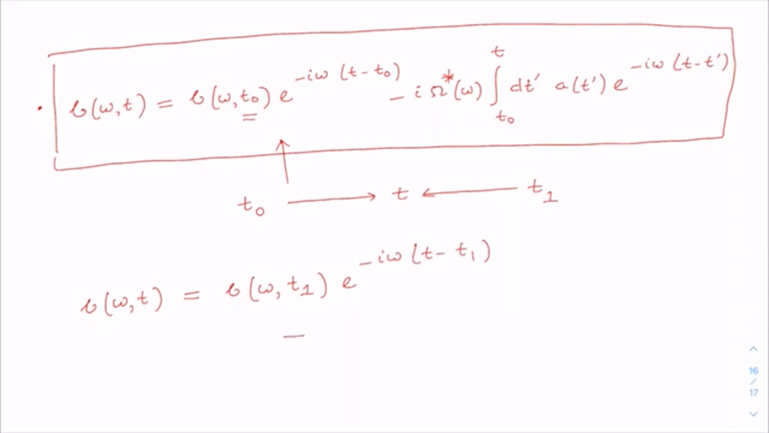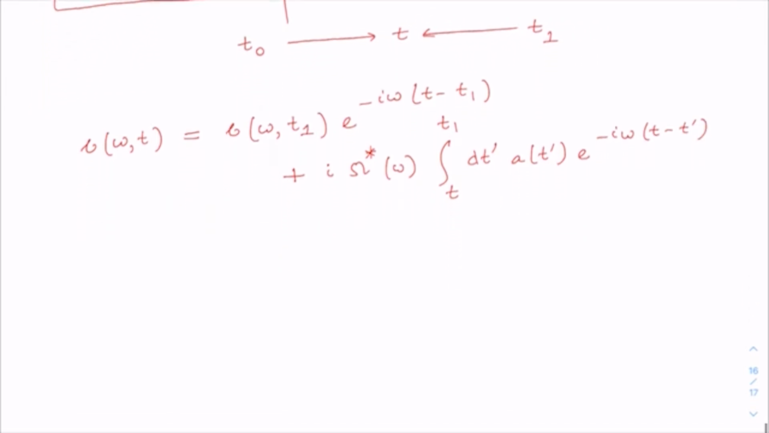Here, instead of this minus sign, and that's going to matter a lot, we'll get a plus i omega star of omega, integration from t to t1 dt' a of t' e to the power minus i omega (t minus t'). This can be worked out very easily. Let me just quickly show you how to do that.